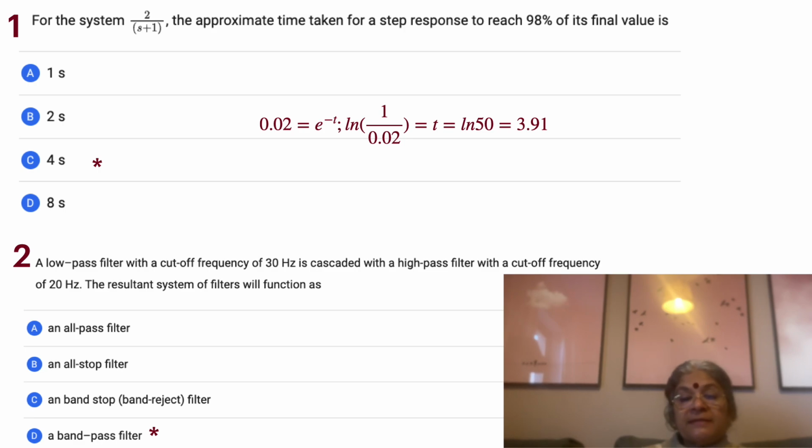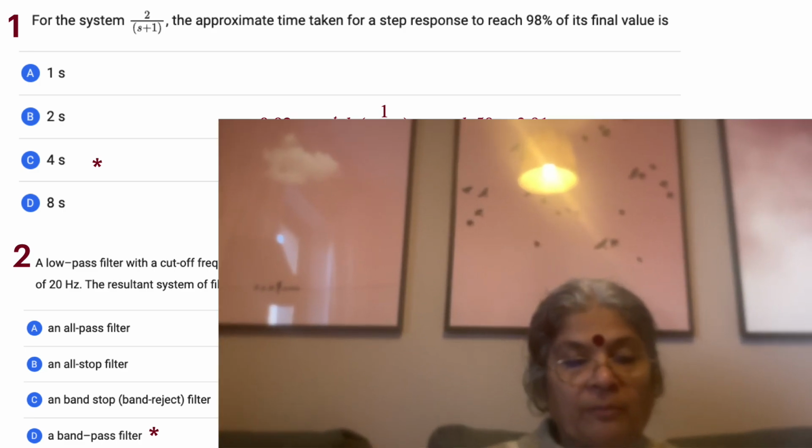It's cascaded with a high pass filter. It's simple, similar to a convolution, no doubt about it. And what does the high pass filter do? It passes frequencies beyond the cutoff frequency of 20 hertz. So 20 to 30 hertz is being passed. The resultant system of filter will function as a band pass filter, no doubt about it, and passes frequencies from 20 to 30 hertz. But of course, there could be some 3 dB levels. So option D tells us that from amongst the 4 options, this is the most correct answer.